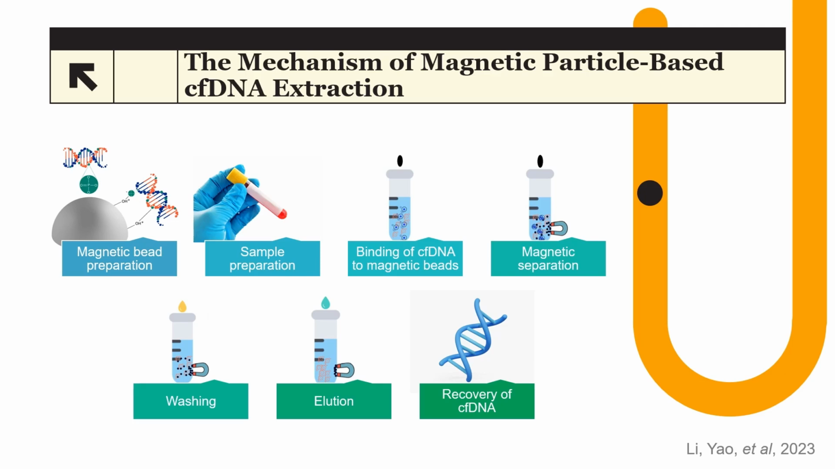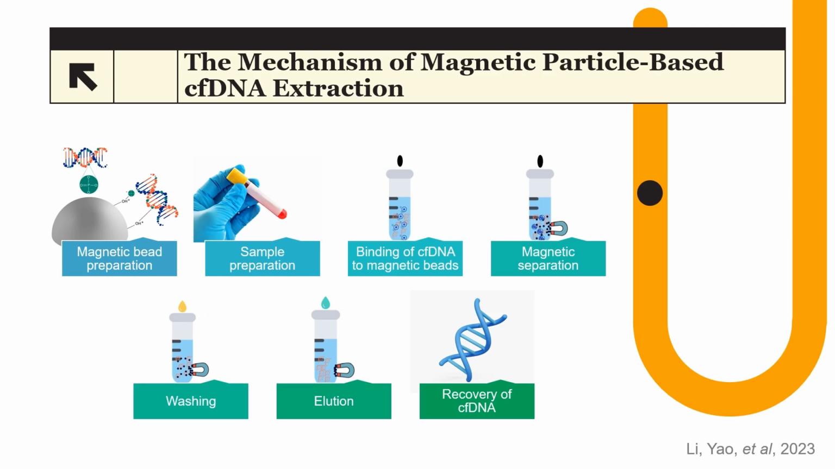4. Magnetic separation. A magnetic field is applied to the sample, causing the magnetic beads bound to cfDNA to aggregate and form a pellet. The supernatant, containing unwanted cellular debris and other contaminants, is removed. 5. Washing. The magnetic bead-cfDNA complex is washed with buffers to remove any unbound contaminants.